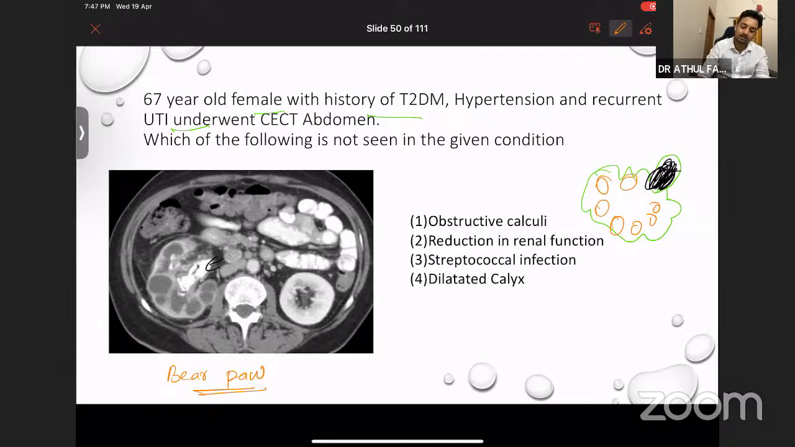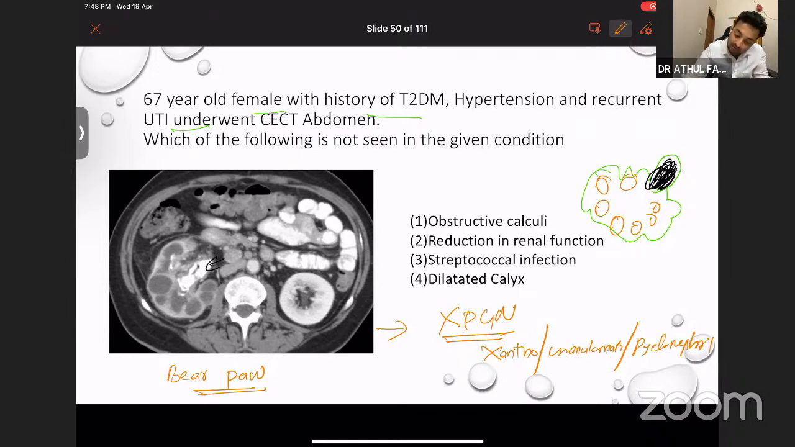What is the diagnosis here? The diagnosis is very straightforward: it is XGP. XGP stands for xanthogranulomatous pyelonephritis. So it is a renal infection.